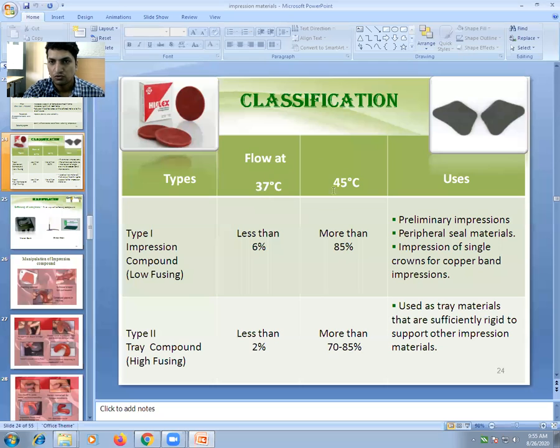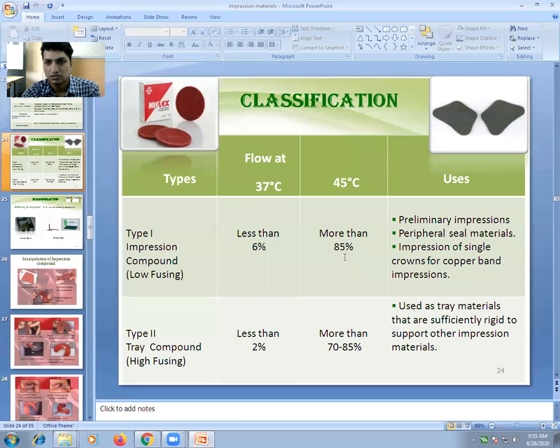Now these are the flow values: how much is the flow at 37 degrees centigrade and at 45 degrees centigrade. For any impression making or procedure in the oral cavity, we use a temperature of about 45 degrees centigrade. At that temperature, the more the flow of the material, the more accurate the impression will be, as we saw in the requirements of impression materials.